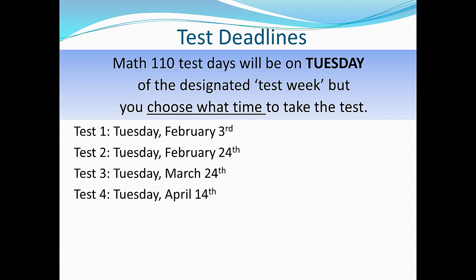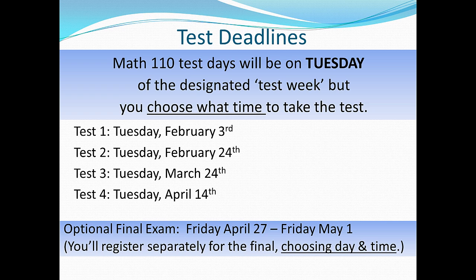The first test will be February the 3rd, the second test will be February the 24th, the third test will be March the 24th, and the fourth test will be April the 14th. But at the beginning of the semester, very soon, there'll be a registration period opening up. You'll go onto the website and register for a time on Tuesday. You'll check your schedule, make sure you're free then. You'll pick a time on Tuesday that you're always free, and you'll sign up for all 4 tests at the same time of the day that you chose for test 1. They'll all be the same.